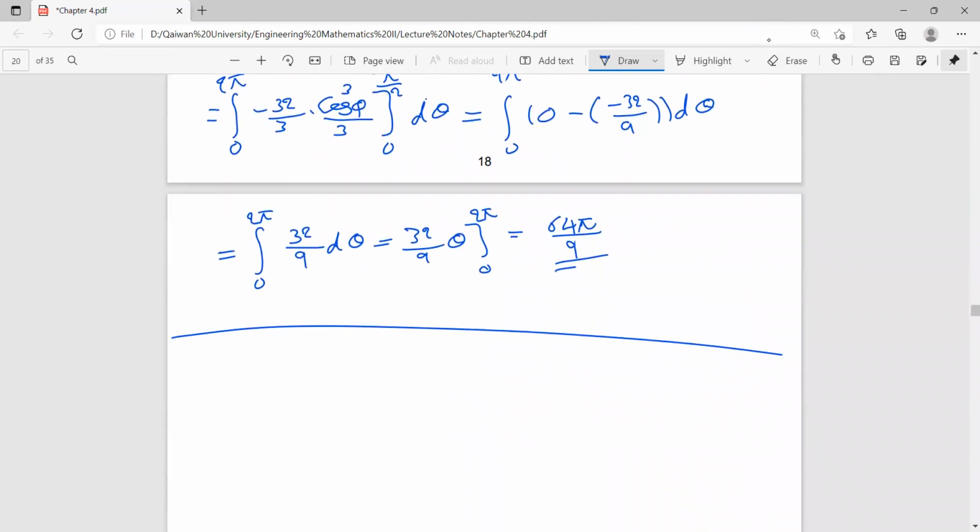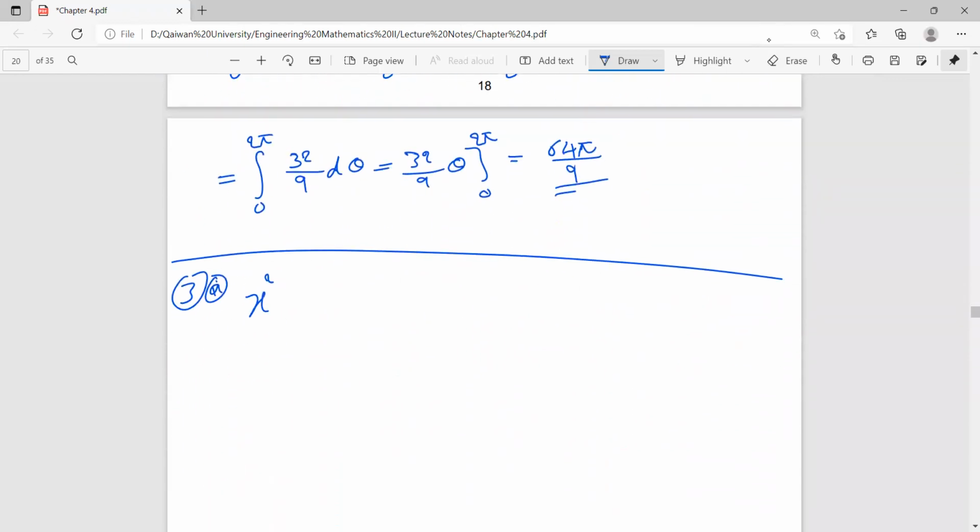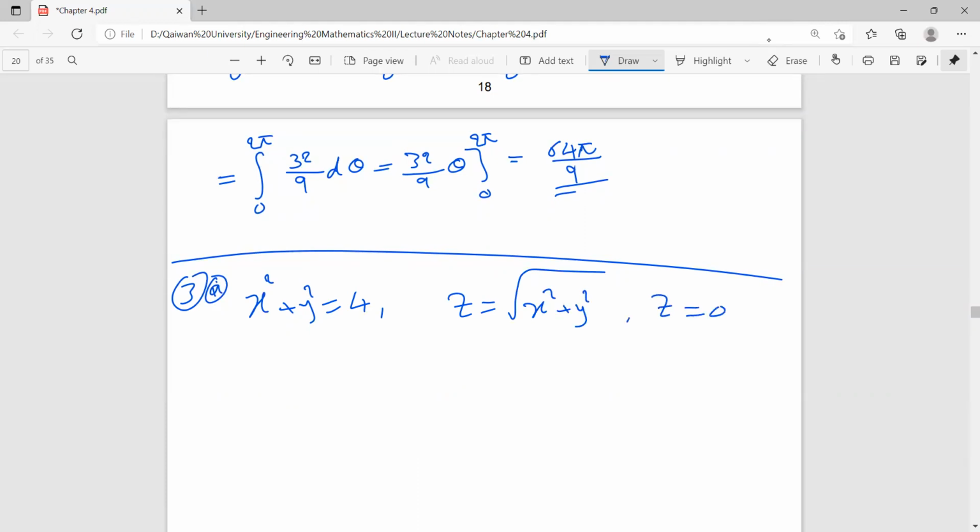Let's write down the function. It says the solid is bounded by x squared plus y squared equals 4, and z equals the square root of x squared plus y squared, and also z equals 0.